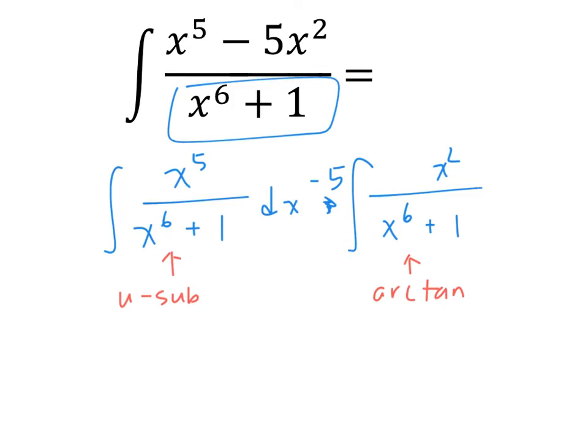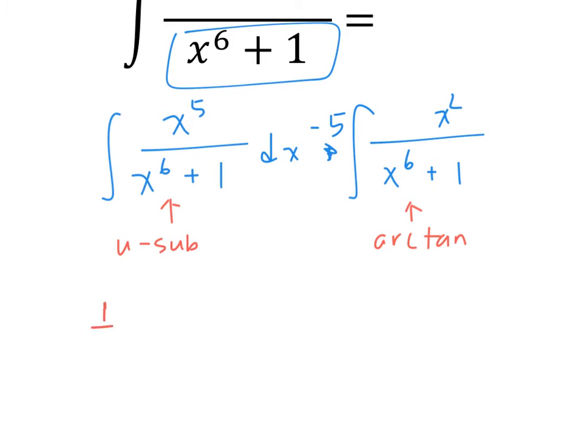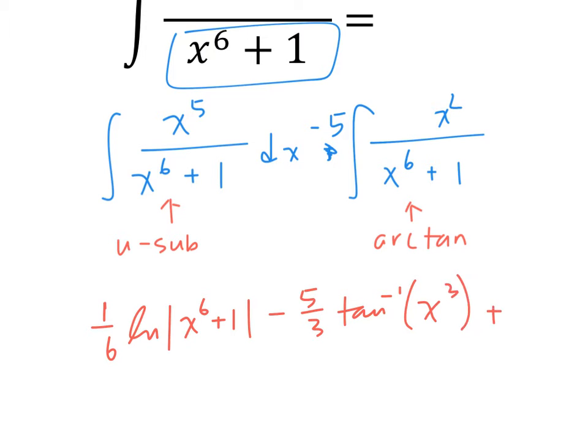Okay, so this answer is 1/6 natural log absolute value x to the 6 plus 1 minus 5/3 inverse tangent x to the 3rd plus c.